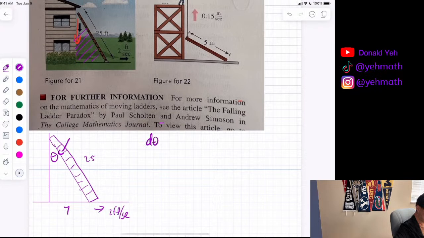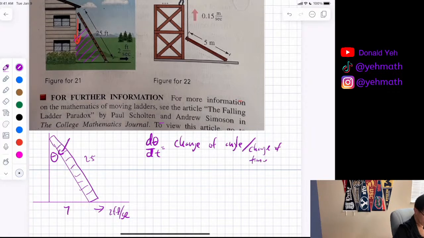Anytime you have to deal with changing of angle over changing of time, you want to think about SOHCAHTOA. That's the only time you have to think about SOHCAHTOA. So there's a changing of angle over changing of time. That just means d theta dt. You want to think about SOHCAHTOA because only SOHCAHTOA can give you an angle.